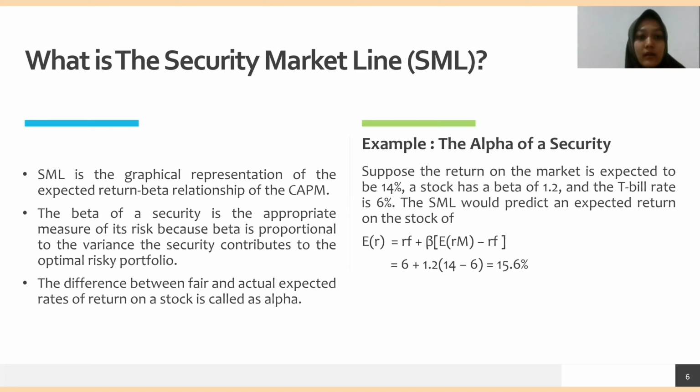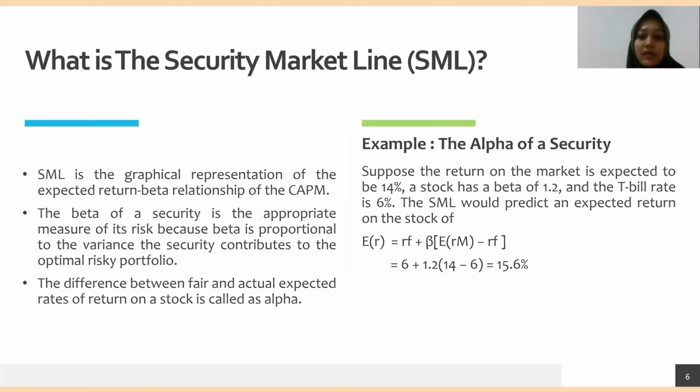Okay, next. So what does the security market line mean? It is the graphical representation of the expected return-beta relationship of the capital asset pricing model. The beta of a security is an appropriate measure of its risk because beta is proportional to the variance the security contributes to the optimal risky portfolio. And the difference between the fair and actual expected rates of return on a stock is called alpha.